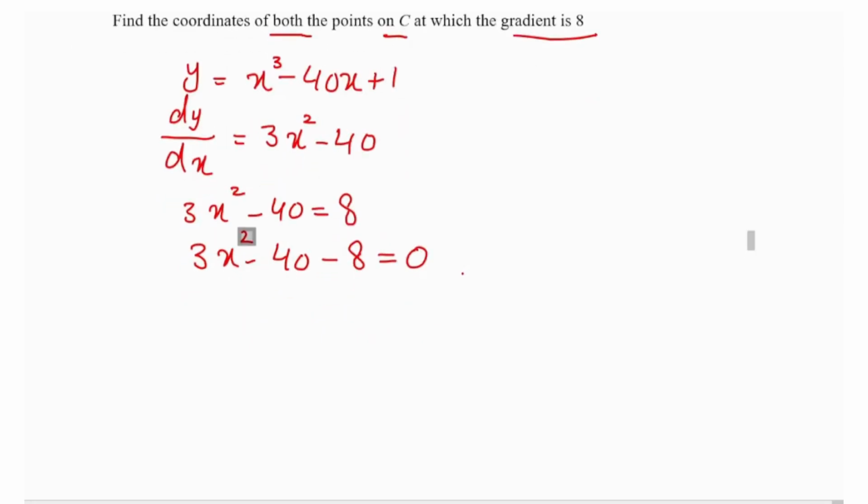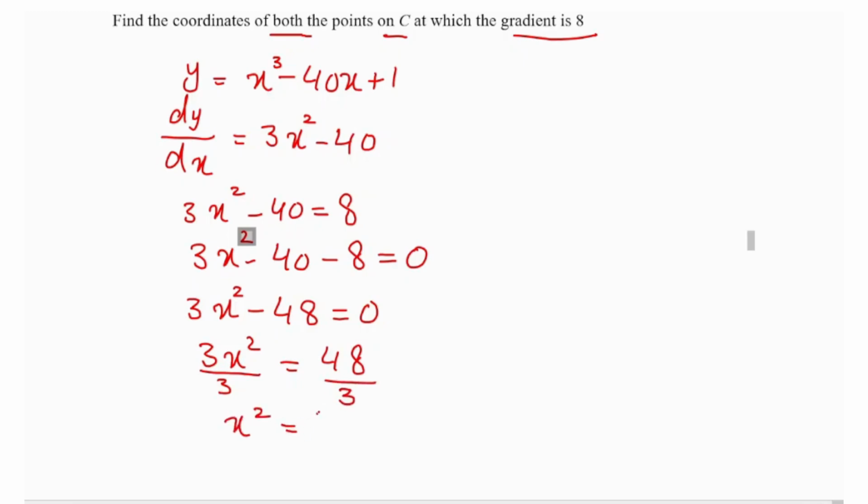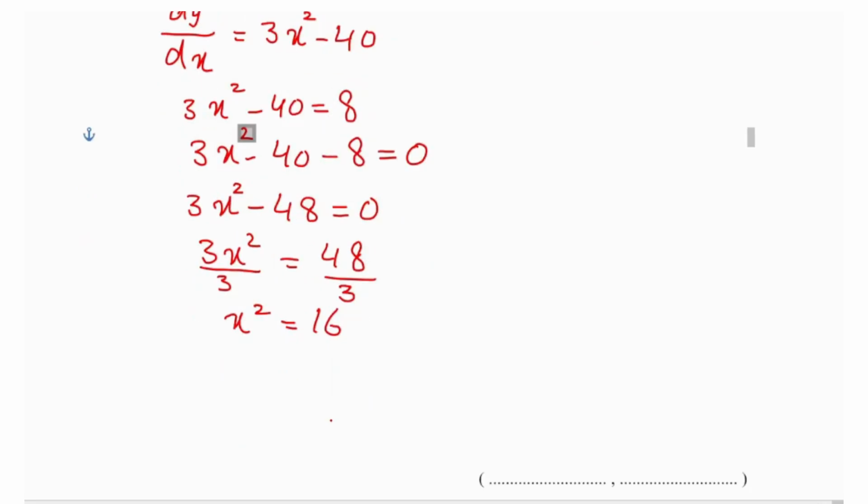Okay, so now we're going to simplify further. So we will get 3x squared minus 48 equals 0. If we bring 48 to the other side, so that becomes positive, and we divide both sides by 3, okay, so x squared equals 16. If x squared is 16, I'm going to find the value of x. We take the square root on both sides, so we will get x equals plus minus 4. We got two values of x when the gradient is 8.